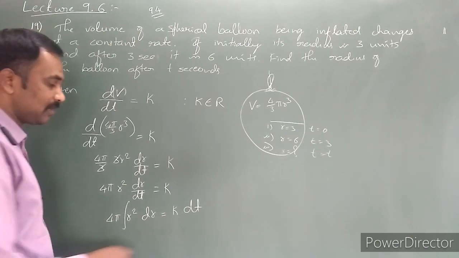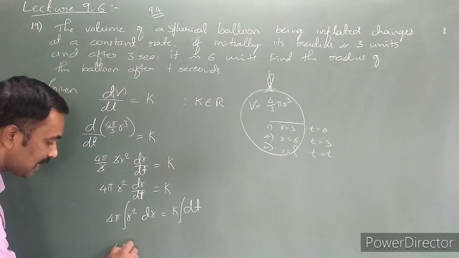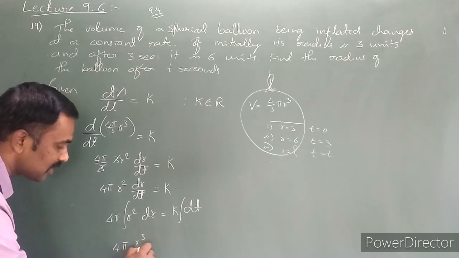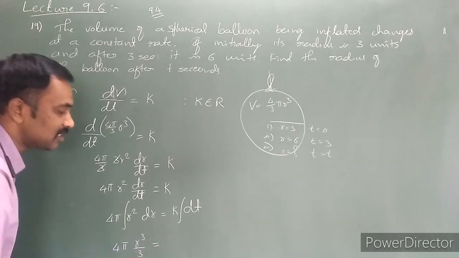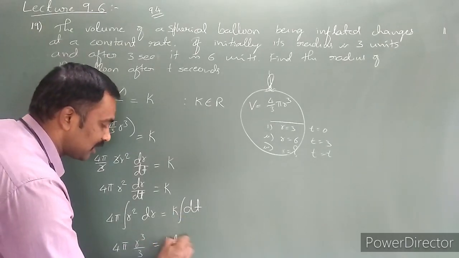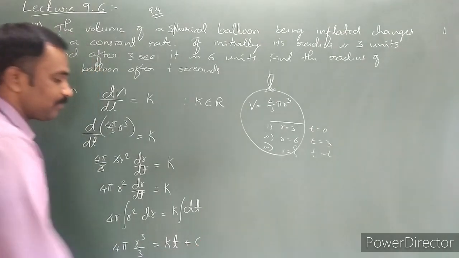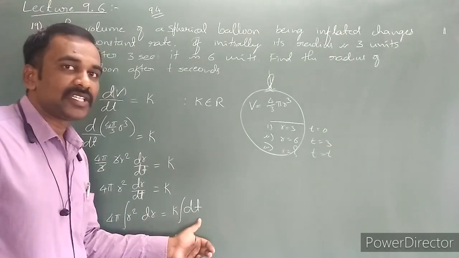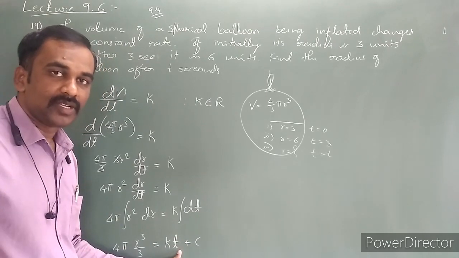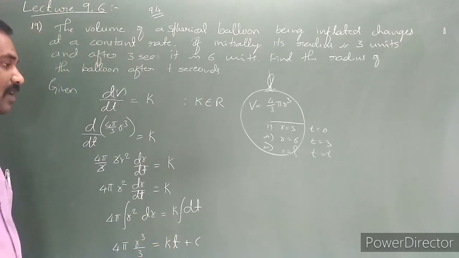4 pi is the constant, keep it outside. Integration of 1 into dt. Now 4 pi as it is, integration of r square is r cube divided by 3, is equal to k as it is, integration of 1 with respect to t is t, plus c1, or else write it as c. Integration of 1 with respect to t is t, is that clear? And the integration constant is c. K is a coefficient, keep it as it is.